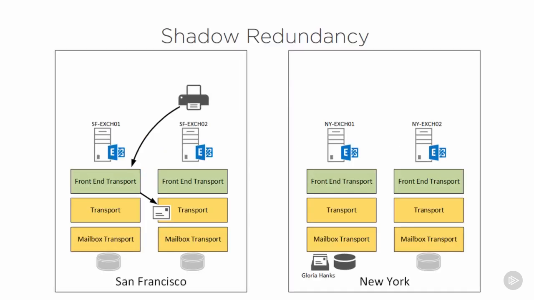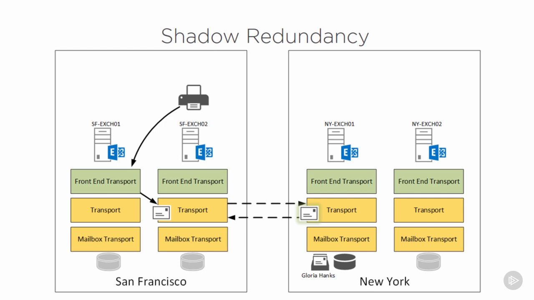An email has been sent from a device to an internal recipient. Front-end transport has proxied the connection to a transport service, and before the transport service acknowledges receipt of the message, a copy of the message is made to another transport service.